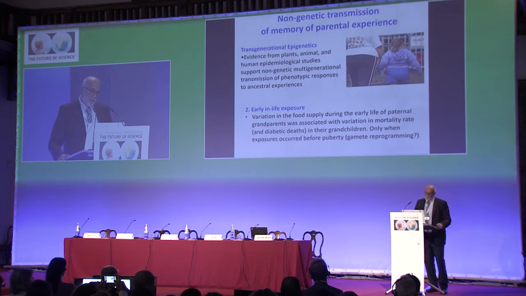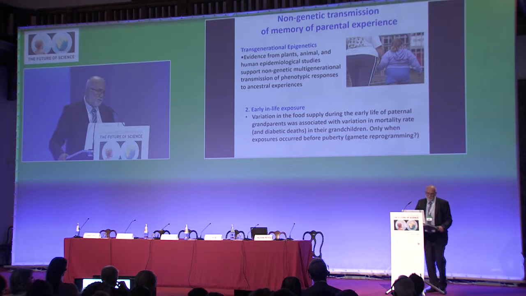But all this applies to the period before puberty. Another historical study examined the variation in the food supply during the early years of paternal grandparents. This has been seen to be associated with variation in the mortality rate, especially in death caused by diabetes, down to the third generation.